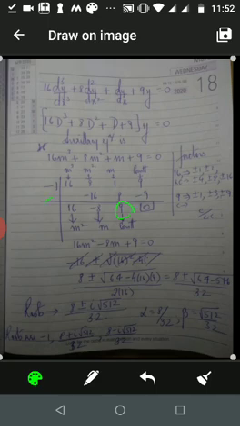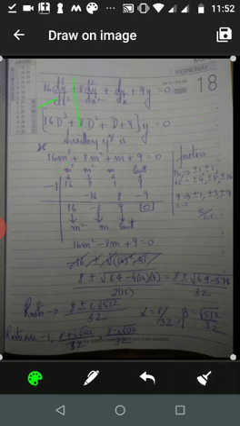Then what do I do again? Minus 1 I multiply by 9. That will be minus 9. Now I add 9 plus minus 9 gives me 0. I am done. The choice of minus 1 is perfect. So one of the roots of this equation is going to be minus 1. Since it's a cubic equation, we are going to get 3 roots. One root is minus 1, which we have already found.